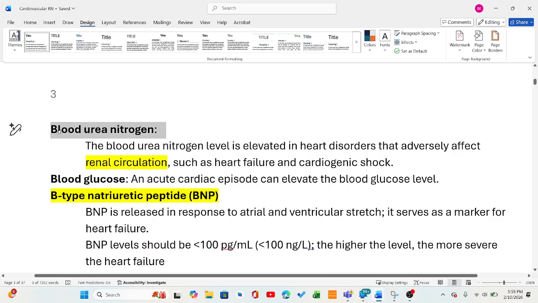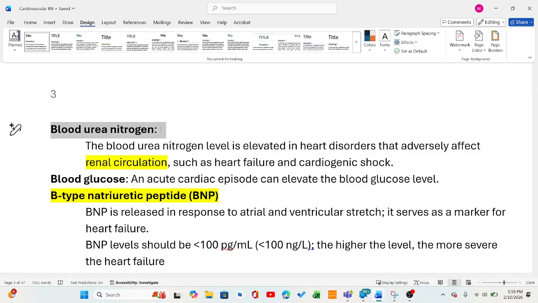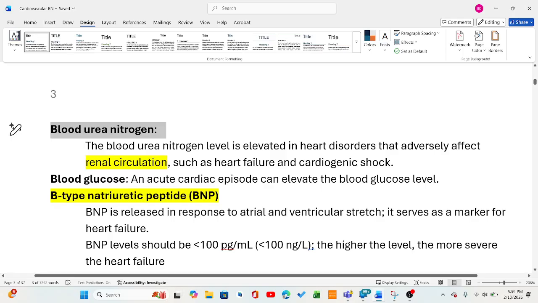Next of the labs specific to the cardiac system is the BUN. It is called blood urea nitrogen. Now, what is blood urea nitrogen? Remember, when you see this in a question, the first thing that should come to your mind is a renal problem. When the person is having kidney issues or renal problems, we expect the BUN to go up.